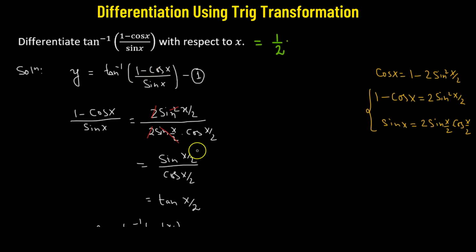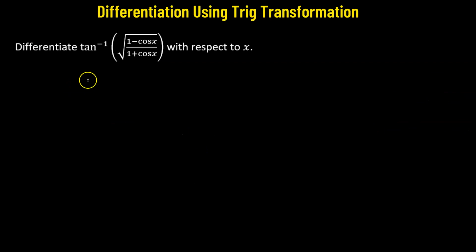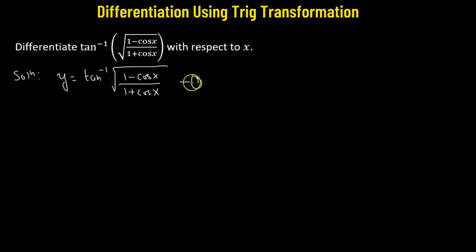Now let's go to the next problem. Here in this problem, we have to differentiate the following inverse tangent function with respect to x. Let's begin by considering y to be equal to the inverse tangent of the square root of (1 minus cosine of x) divided by (1 plus cosine of x). What we'll do is try to simplify this given expression by using trigonometric transformation. So we'll begin with the square root of (1 minus cosine of x) divided by (1 plus cosine of x).